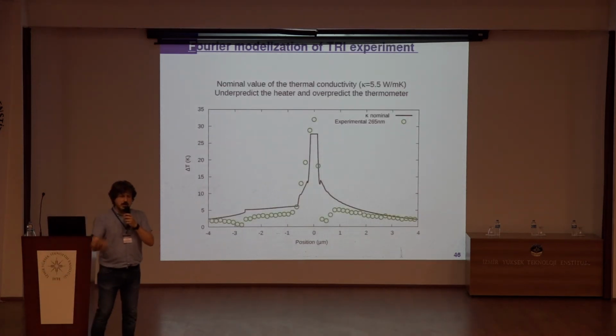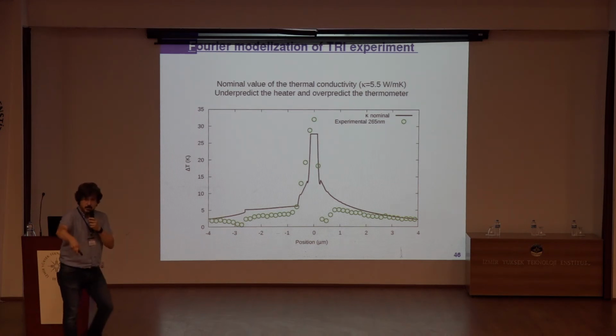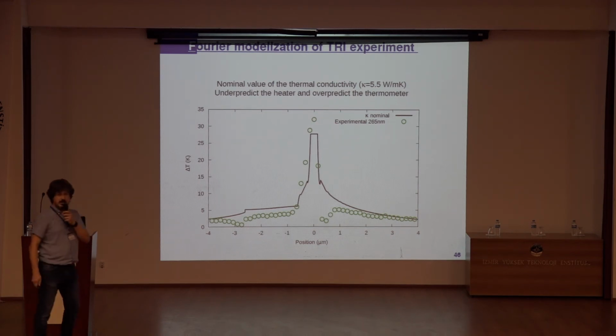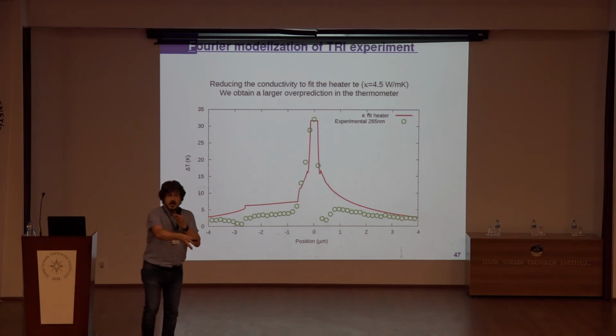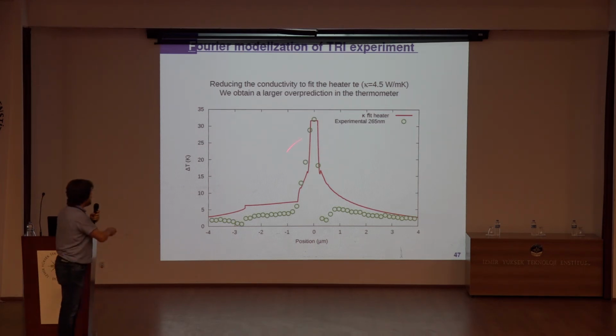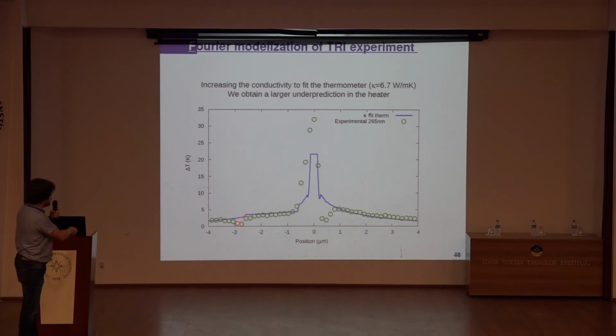When you use the bulk thermal conductivity to understand this profile, and you put the power that you are putting with the wire, you get something that cannot explain the heating in the heater and the heating in the thermometer. You cannot understand this. But well, this does not mean that Fourier law is not valid. We can change to some effective thermal conductivity, and the Fourier law is still valid. But when you do this, reducing the thermal conductivity of the substrate that you are measuring, you obtain an increase in the temperature here, but you get a worse approach here. And if you increase the thermal conductivity to explain this, you get far away from this observation.